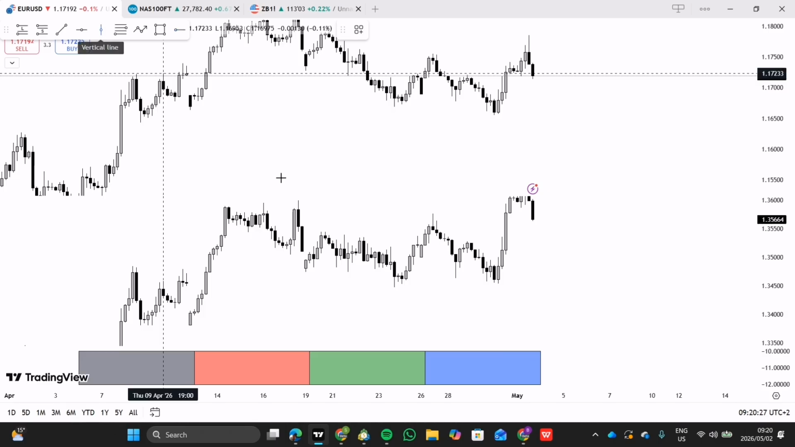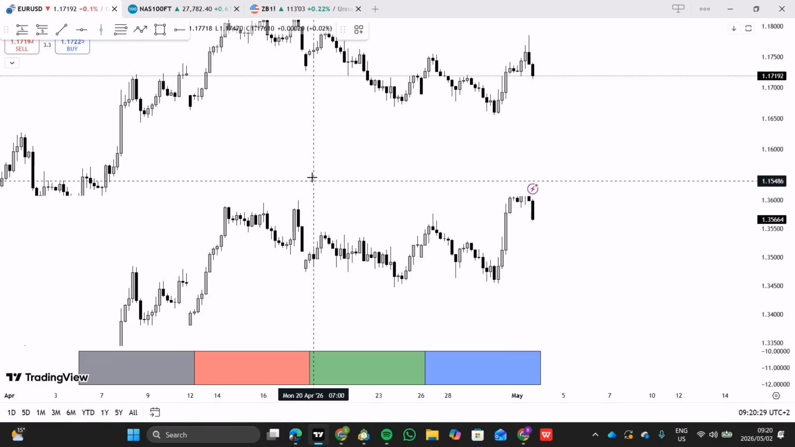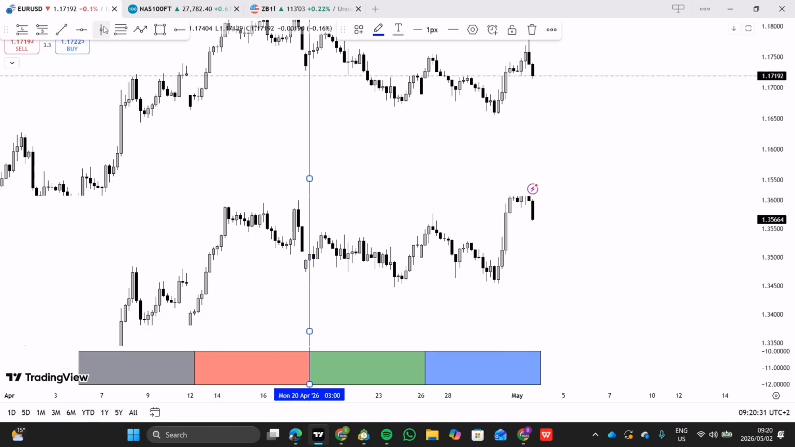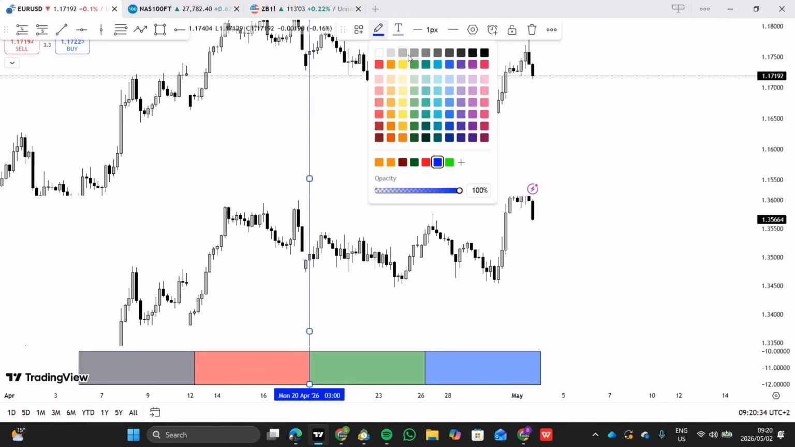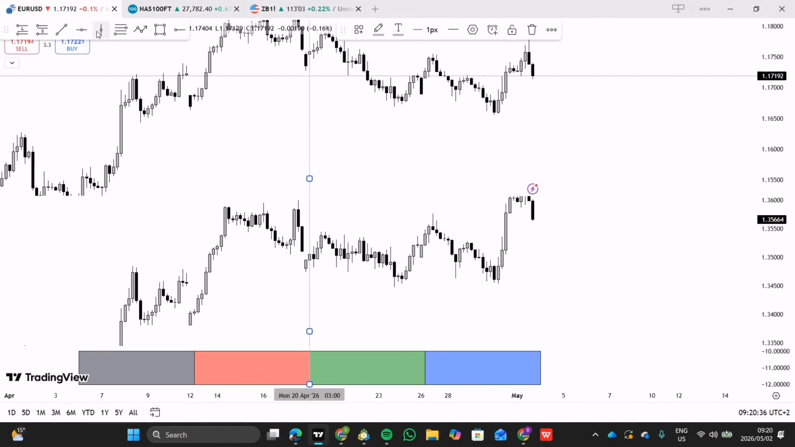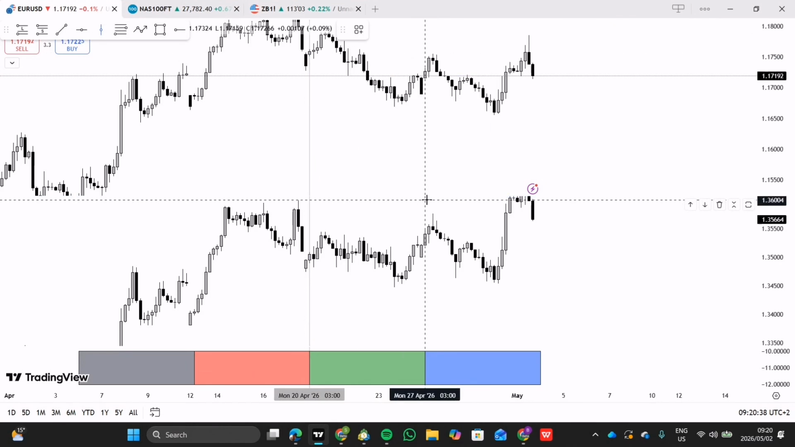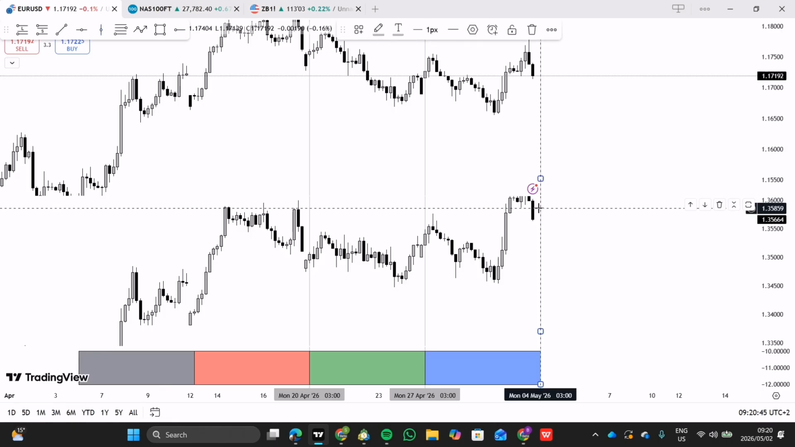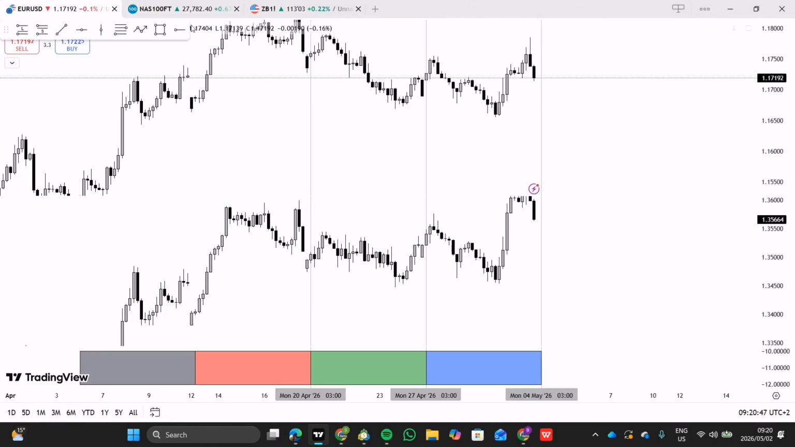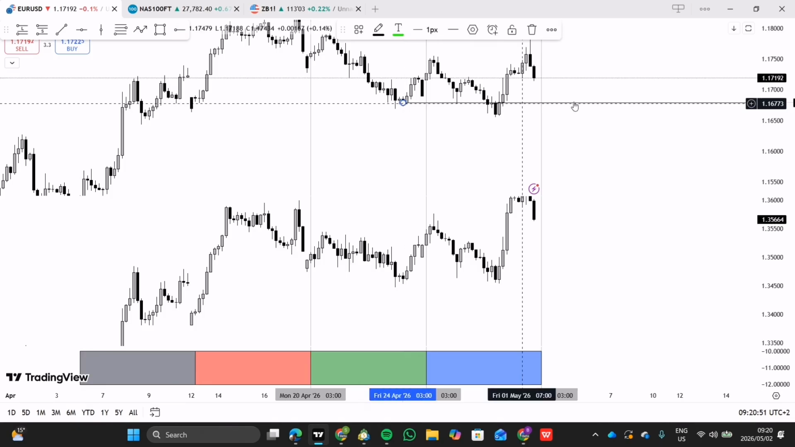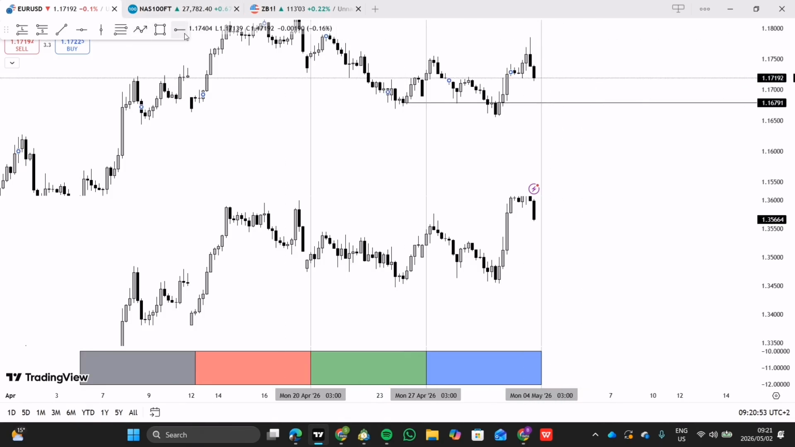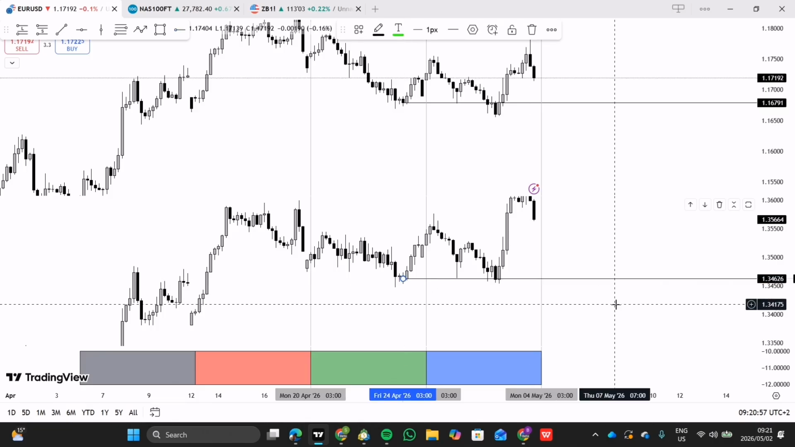Let's mark our previous week, which is Q3, because sequential SMT takes place between two consecutive quarters. As you know, we mark off our lowest body closure over there and our lowest body closure over here.